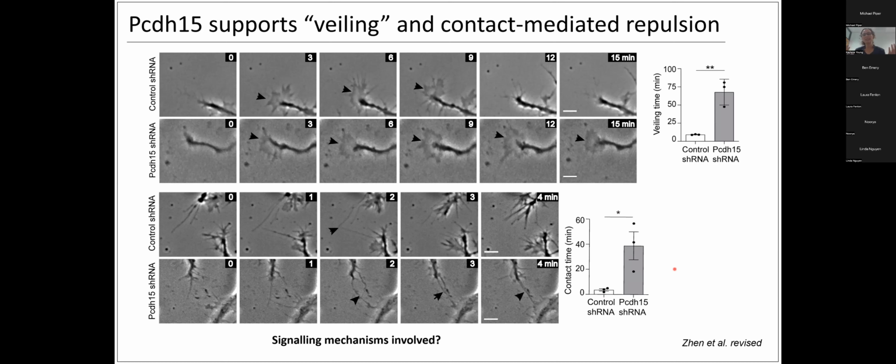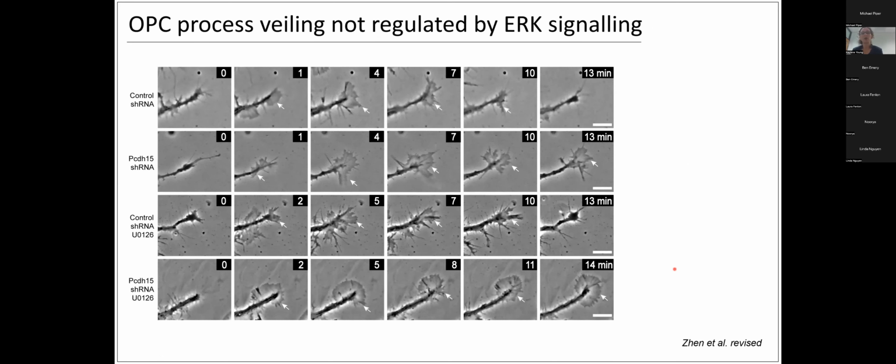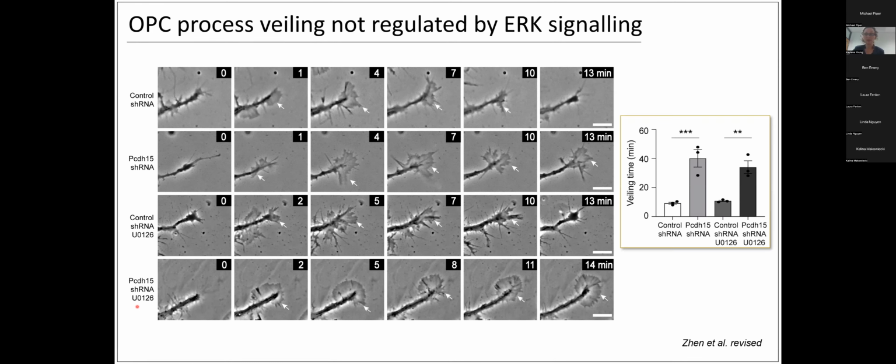So what signaling is actually downstream of protocadherin 15 that normally allows really rapid contact-mediated withdrawal? We do know that Erk phosphorylation in some contexts can regulate OPC motility. So we initially looked at what happened to these cultures if we treated them with the same drug, U0126, to prevent Erk phosphorylation. And what we found was that actually this had no effect whatsoever on the motility phenotype.